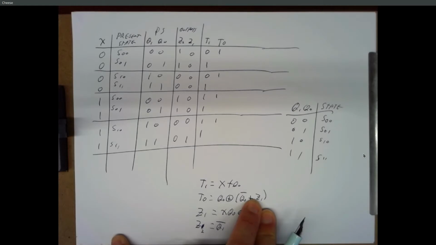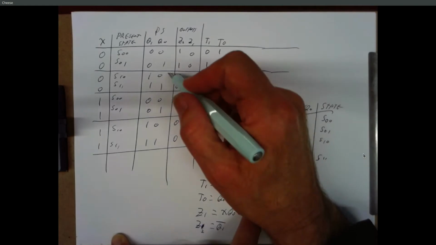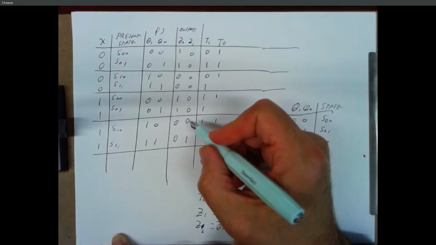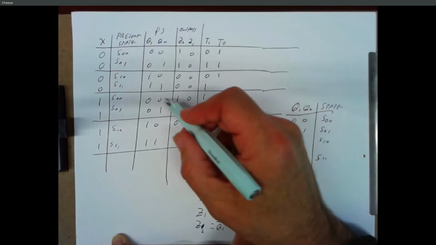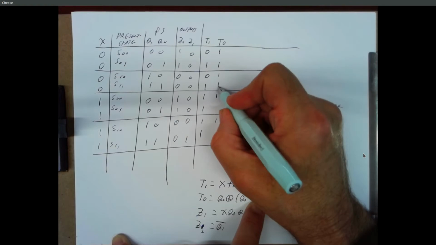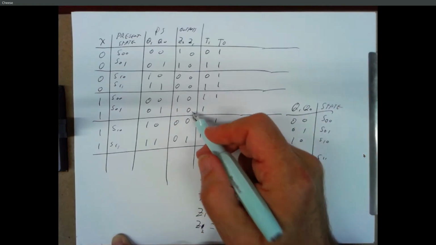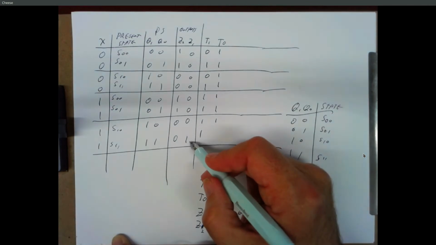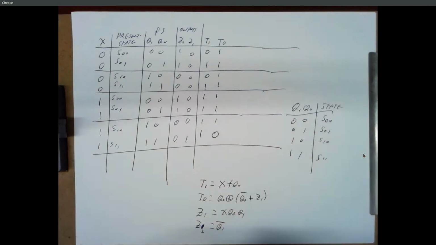So if Q0 is 1, we need Z1 to be 0. Q0 is 1, we need Z1 to be a 0. Well, that happens here. Q0 is 1, we need Z1 to be a 0. That happens here. Q0 is 1, we need Z1 to be a 0. That happens here. Q1 is 1, we need Z1 to be a 0. That does not happen, so that's a 0.